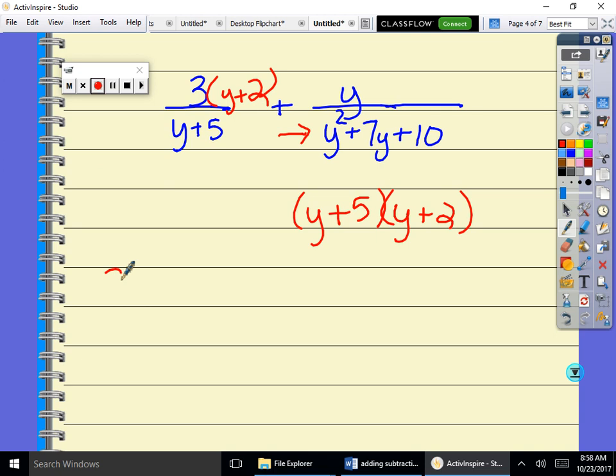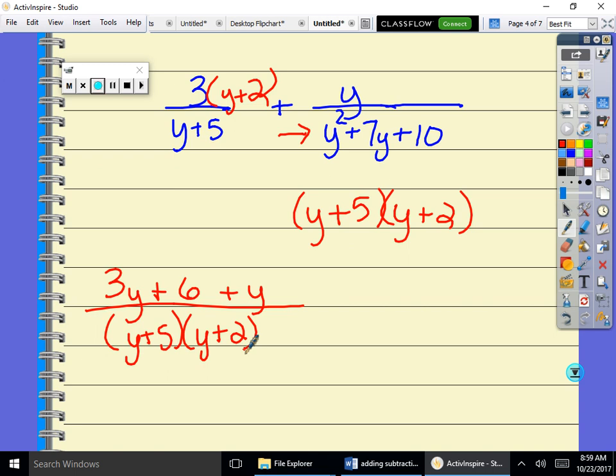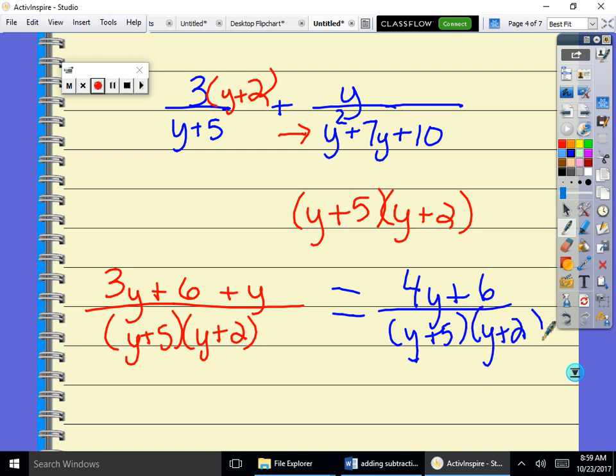Writing it out, I get 3y plus 6 plus y over y plus 5, y plus 2. Again, if you kept it as the y squared plus 7y plus 10, you are fine. Equals what? 4y plus 6 over the y plus 5, y plus 2. Or over this. Good? Questions? Okay, that leaves us 1 left on this page. Go ahead and do number 6. Number 6 is very similar to number 3. We'll go over the answer, and then we'll move on from there.